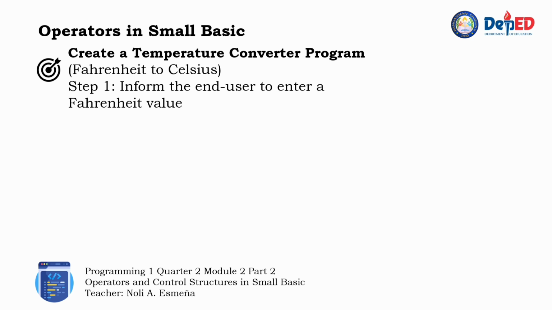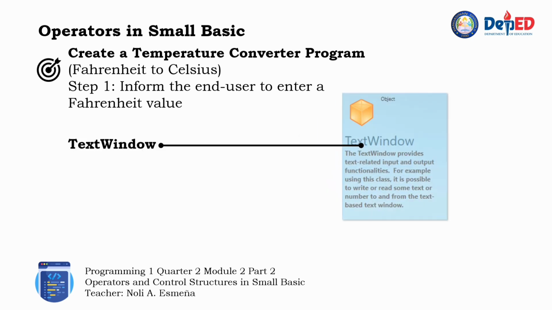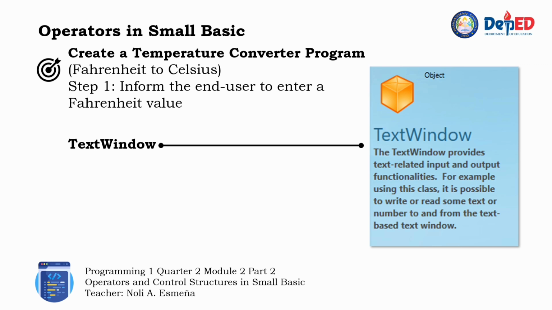For our first step, we will display a text informing the end user to enter a Fahrenheit value. To do this, let's begin our first line of code with text window. We are using this object because we want to receive a text as an input from a user.